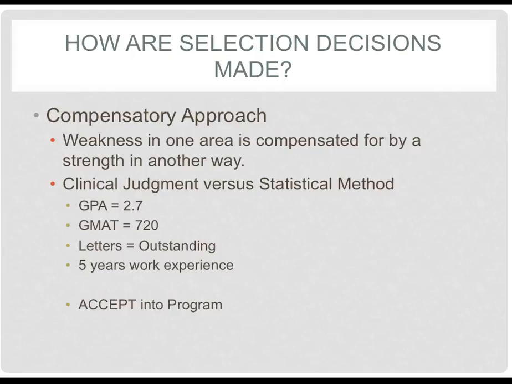For example, we can do clinical judgment, which is me as the manager. I'm just making an assessment based on my gut feel. So I'm looking at these criteria for someone who's applying for a business school, an MBA program. So they have a moderate range GPA at 2.7. It was probably a little on the low side, but their GMAT scores are really good. They have great letters of recommendation from their current employers, and they have 5 years of good work experience.